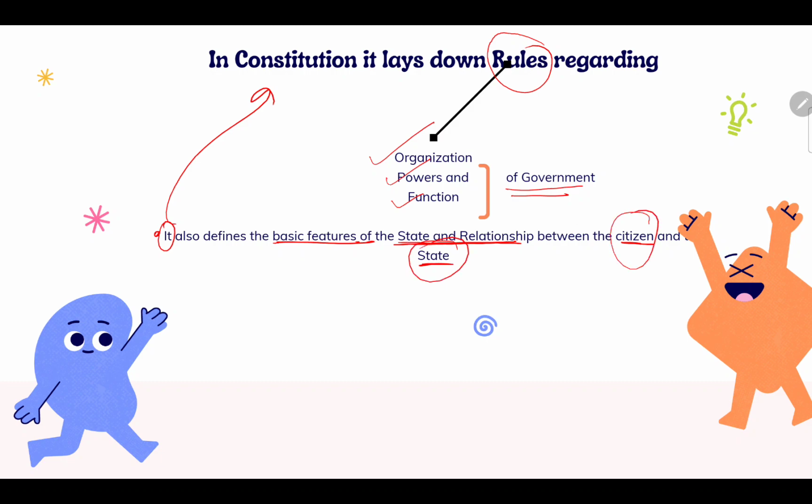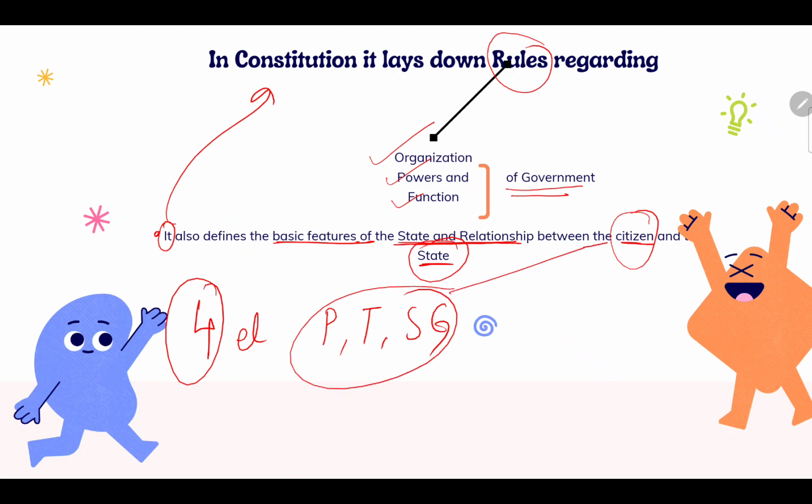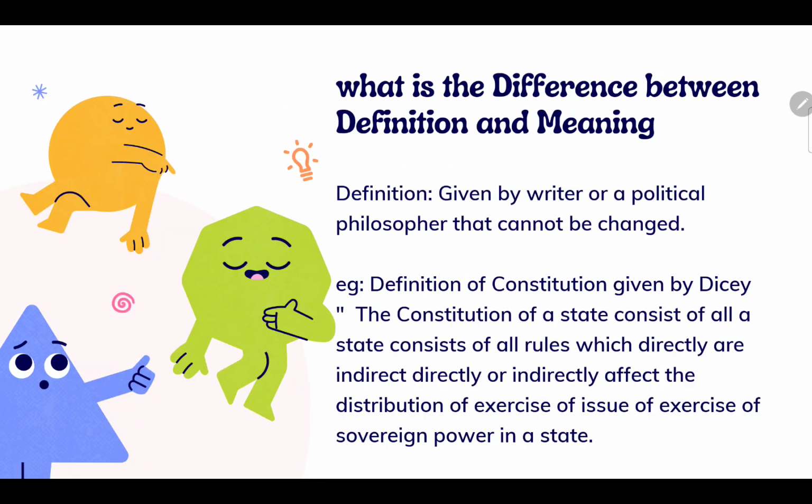Everything revolves around four elements, that is population, territory, sovereignty and government. Here also we are talking about citizens, which is a synonym of population. So we are talking about the state and the relationship between whom? Citizen and the state.